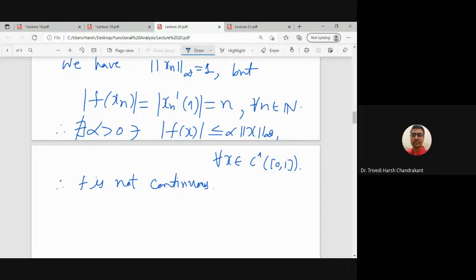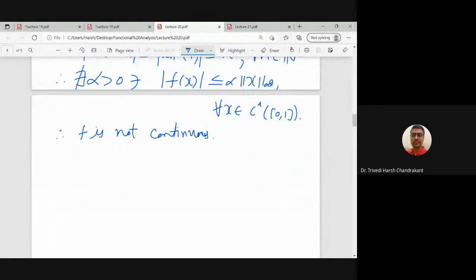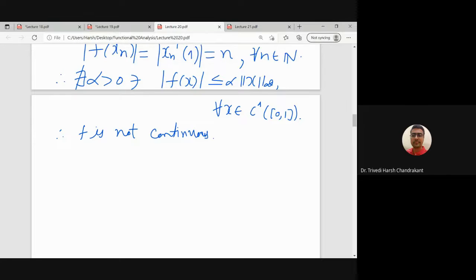Again, when we say f is discontinuous, we are not saying at what point f is not continuous, because we are dealing with linear functions. We have seen one result that if f is a linear function, it is continuous if and only if it is continuous at the origin. So essentially, when f is not continuous, that means we are checking the continuity at the origin. So it is not continuous means it is not continuous at the origin.